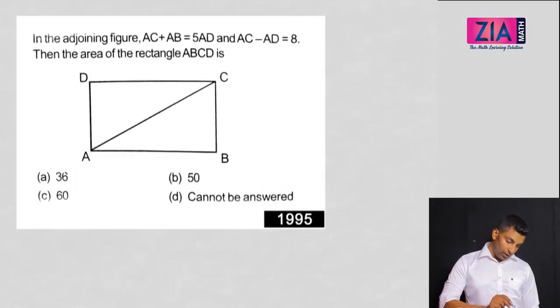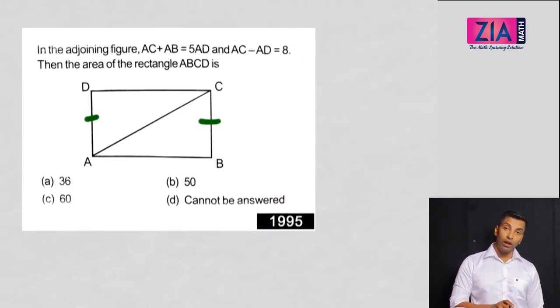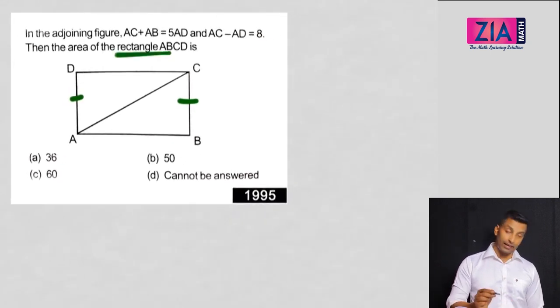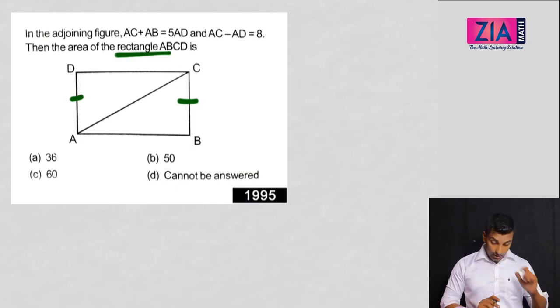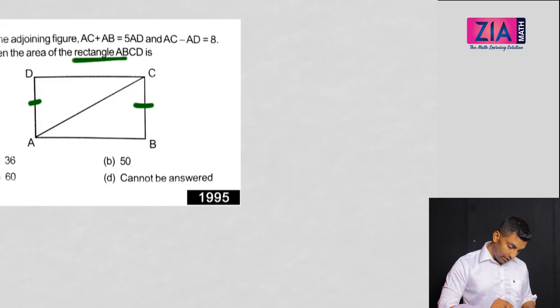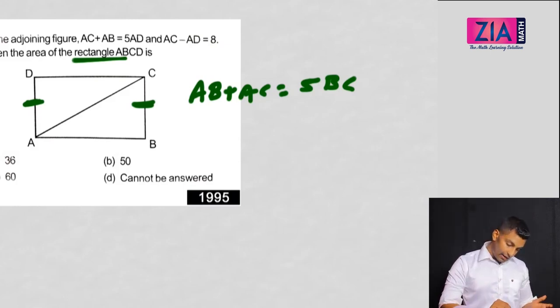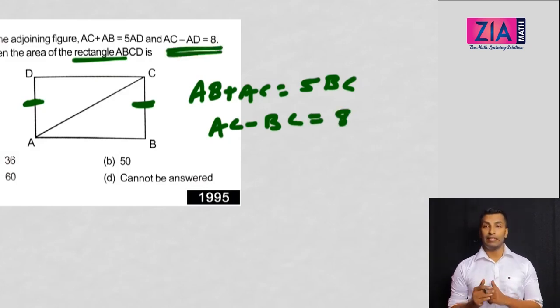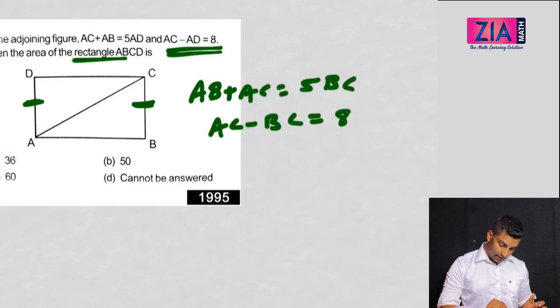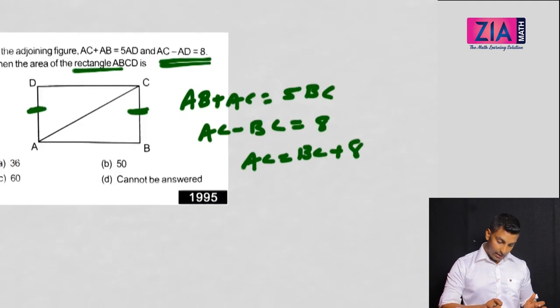Okay, so here you can see AD and BC are equal. Why? Because it is given that it is a rectangle, so the opposite sides have to be equal. Now what is given? AB plus AC is equal to 5 BC. Why am I writing it this way? Because AD and BC are equal, so I am writing it like this, equal to 5 BC. And let me write AC minus BC is equal to 8. Same thing, I'm just writing BC instead of AD. Or I can write AC is equal to BC plus 8.